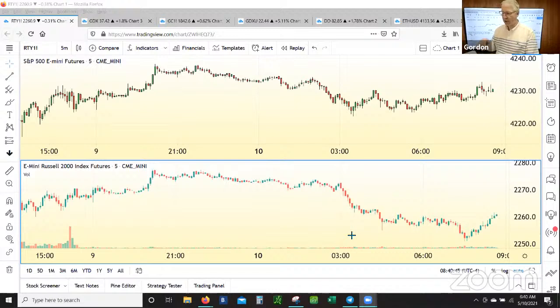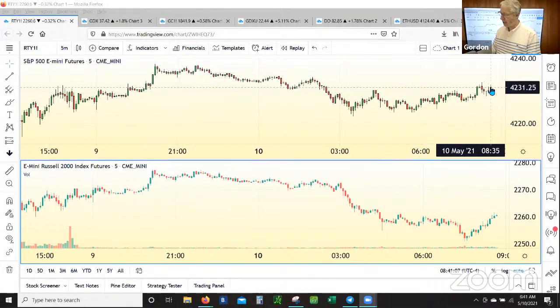If in fact the U.S. markets are going to go down for today, as I expect that they might, then I wouldn't expect the Aussie yen to go up. On the other hand, if U.S. markets make a turn, I mean, look at the Russell right here. It's heading up, and maybe the S&P. S&P is kind of heading up a little bit.